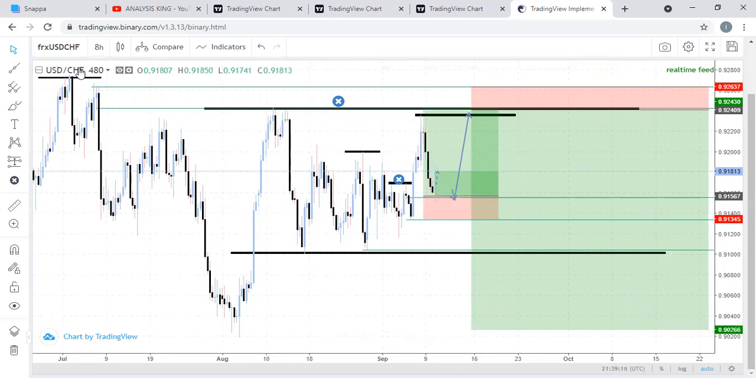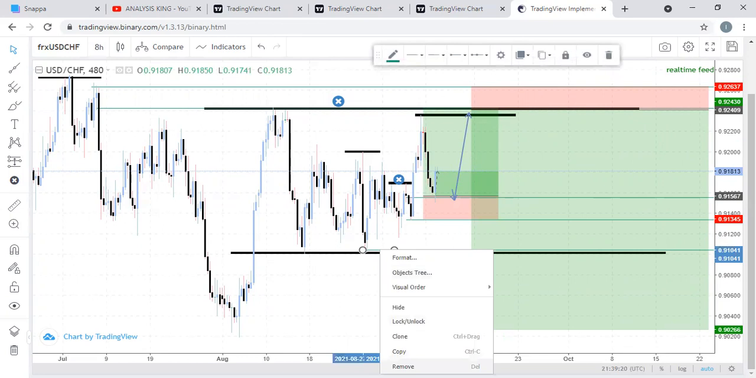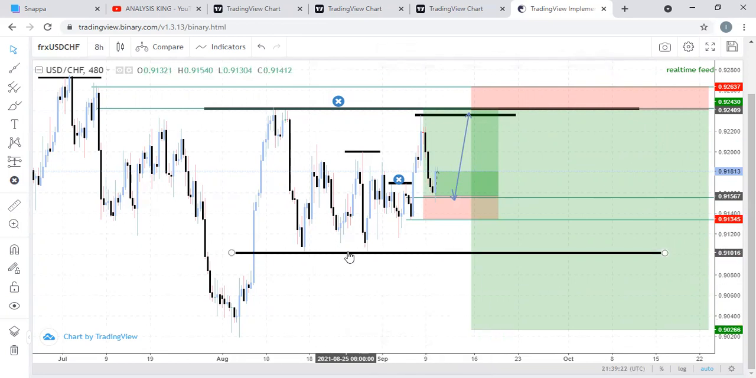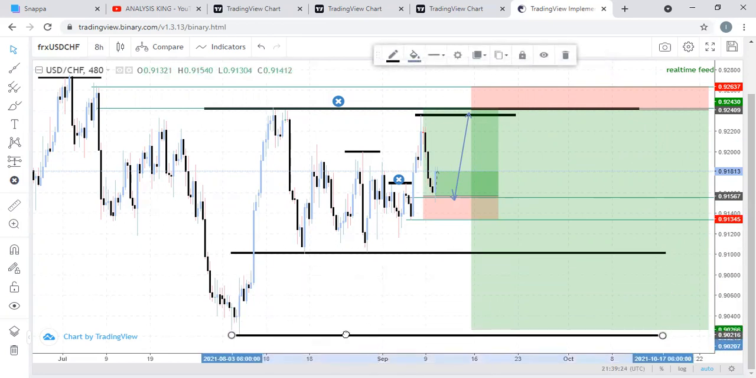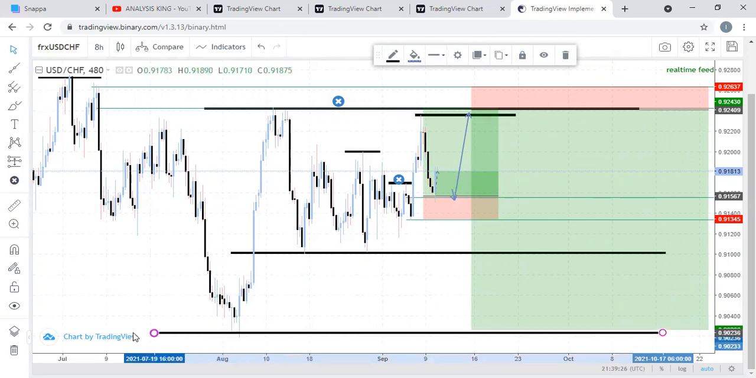So this is basically what I have on the euro dollar. So we'll look at the USD chf rather. So this is basically what I have on the USD chf.